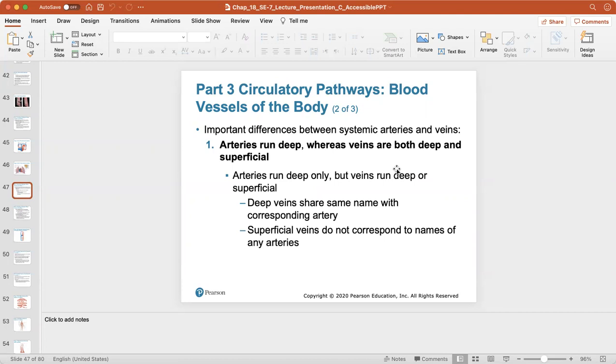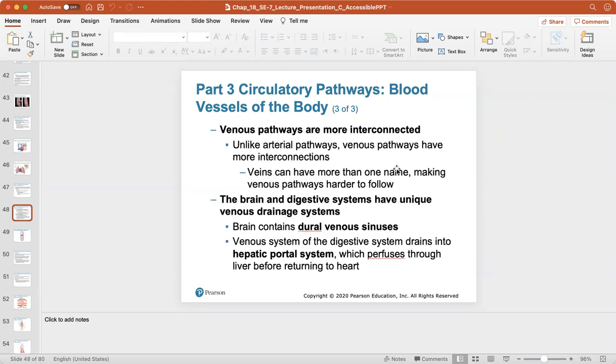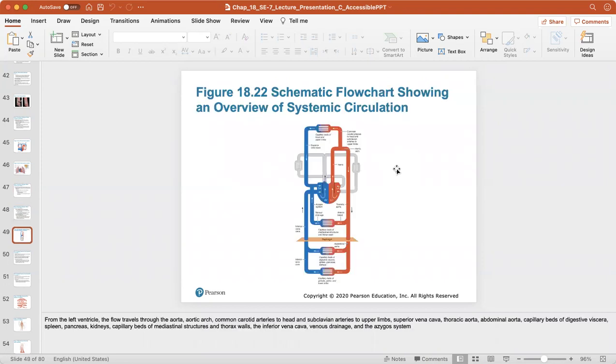The important differences between the systemic arteries and veins are that the arteries always run deep, whereas veins are both deep and superficial. And you can read that explanation there. Venous pathways are much more interconnected. The brain and digestive systems have a unique venous drainage system. The brain contains what we call dural venous sinuses, and the venous system of your digestive system drains into the hepatic portal system, which perfuses through the liver before returning to the heart.